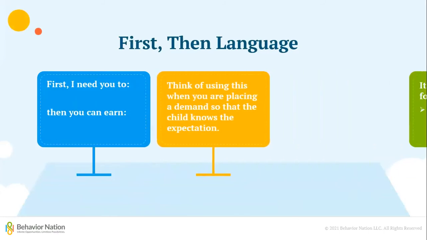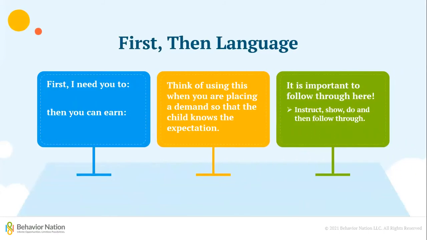Another method is first then language. An example of this is, first, I need you to clean your room, then you can earn iPad time. When you use first then language, you're giving your child clear expectations of what you want them to do and what they can earn after they complete it. Consider using first then language when you are placing a demand on your child. In this way, your child knows what is expected of them, what they need to do, and what they are going to earn when they finish it.